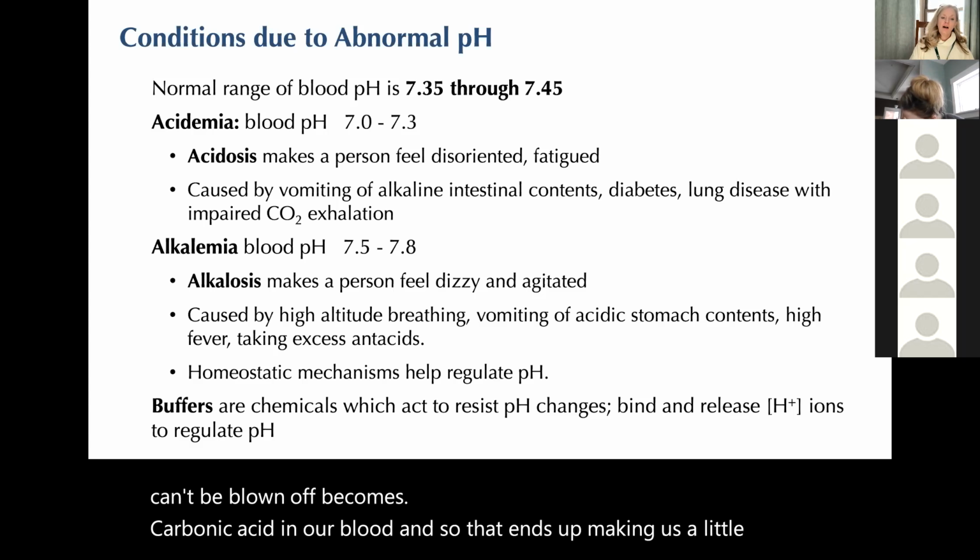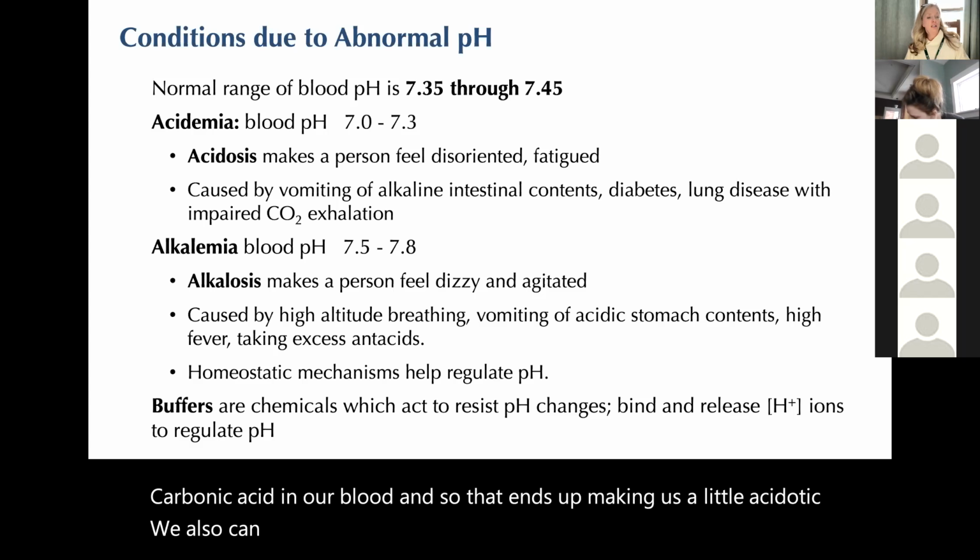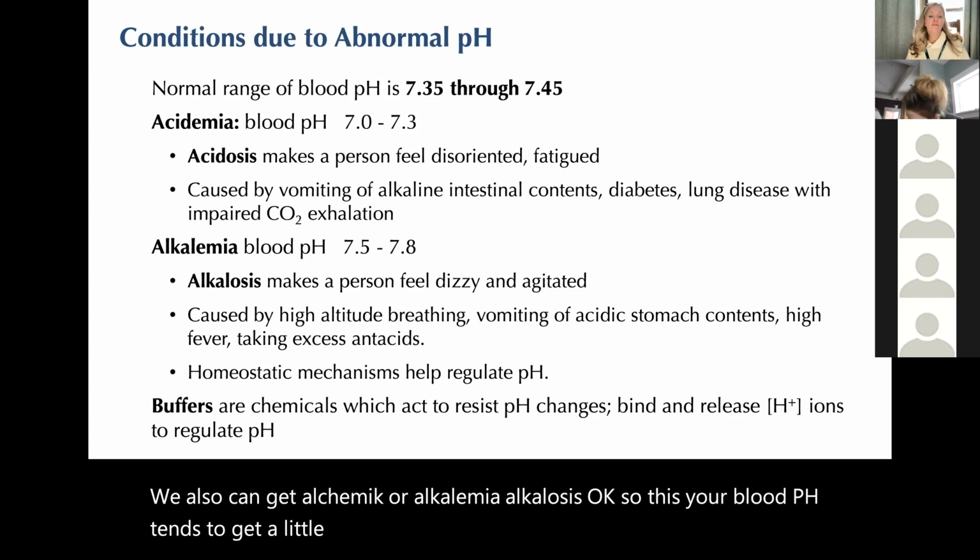We can also get alkalemia, or alkalosis. Your blood pH tends to get a little bit above 7.45, so about 7.5, maybe into the 7.8 range.